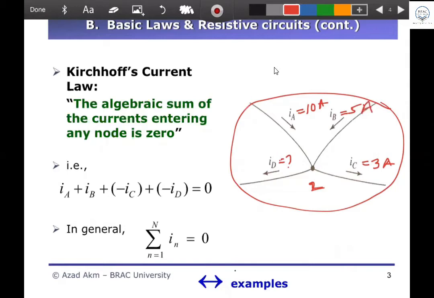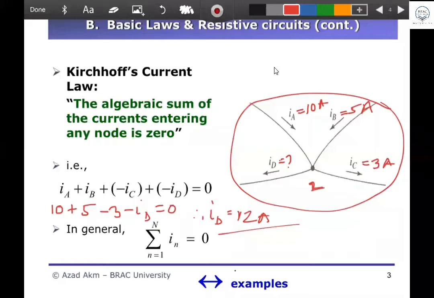Because first thing is, we have to go for the values: IA is 10 ampere, IB is what? 5 ampere, then IC is minus, what is that? 3 ampere, and this is ID equal to 0. So you can find your ID here. What is that? ID equal to 12 ampere. 12, sir. So it is 12 ampere. From there directly you can say.